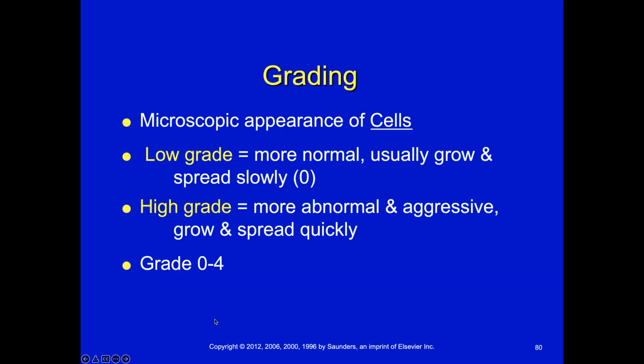So grading, this time we're actually evaluating what the cells are looking like and what they're doing. So this is done under a microscope. And again, we're looking at the same values from 0 to 4. So a low-grade tumor is a cell that looks more normal and usually will grow and spread slowly. And there you have your 0. And then when you get to your high grade, this is where the cell is looking more abnormal and is acting much more aggressively. And you see growth and spread that happens very quickly. And that would be a 4. So again, 0 to 4.